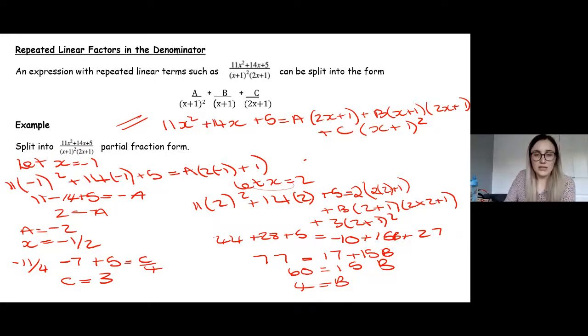And it's always worth writing out. I haven't got room here now, but it's always worth writing out then. So this is equal to this, and fill in the A's, B's, and C's. So we had A was equal to 2, B was equal to 4, minus 2, sorry, and C was equal to 3. So we can write that out.